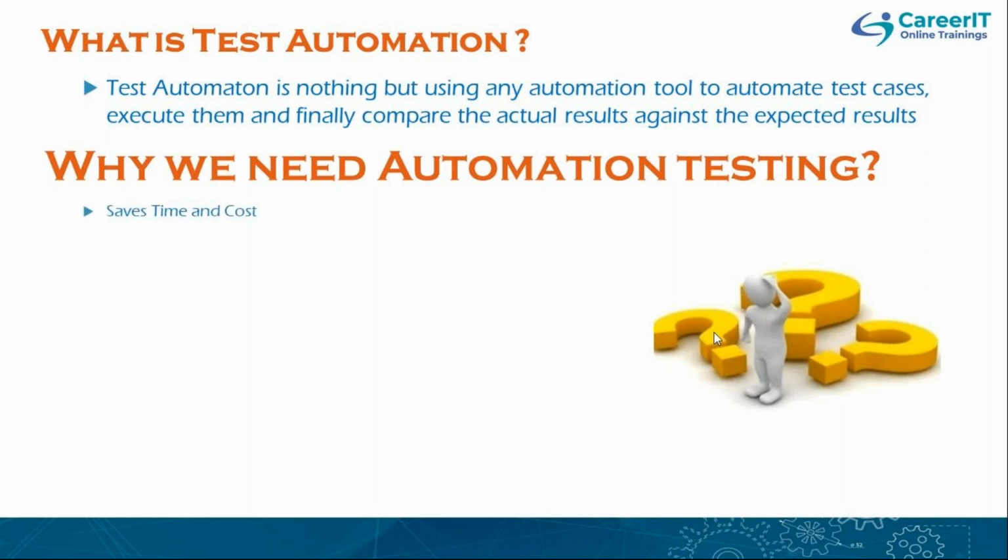So one is that it saves time and cost. If you have a dedicated automation in your project or product, it saves a lot of time, because automation script execution is generally faster than manual testing. In manual testing, you have to sit in front of the machine, launch the browser, click on buttons, go to navigation and all these things. So you need to do it step by step.